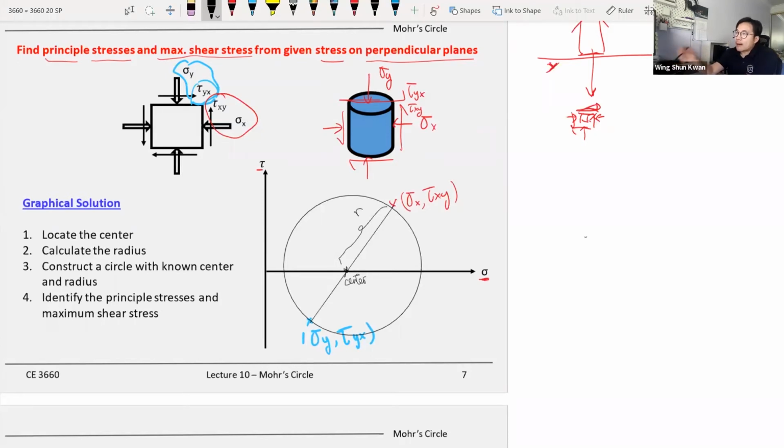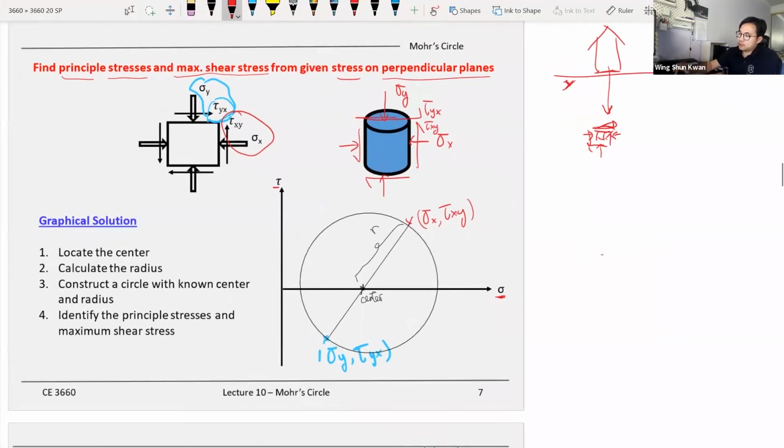And don't forget about our purpose here. Our purpose here is to find the principal stress. So we want to find out the principal stresses, which means we try to find sigma 1 and sigma 3, and try to find the maximum shear stress. That is the goal on the given stresses.